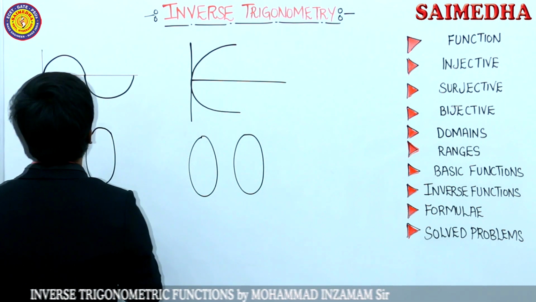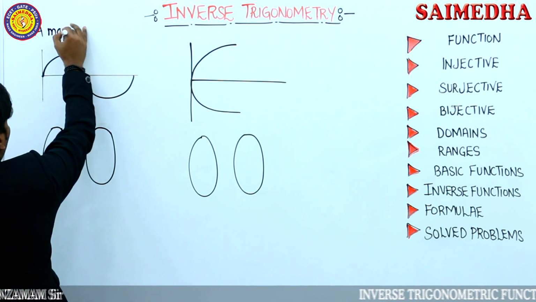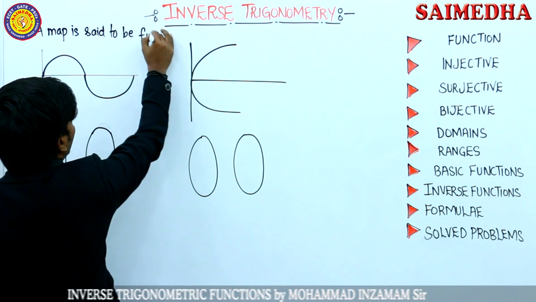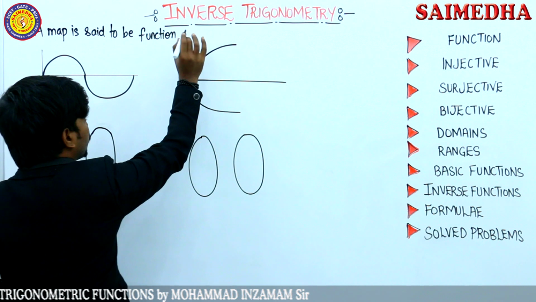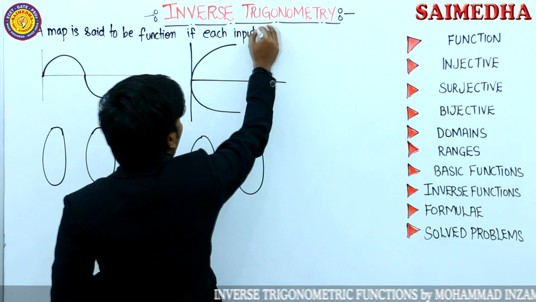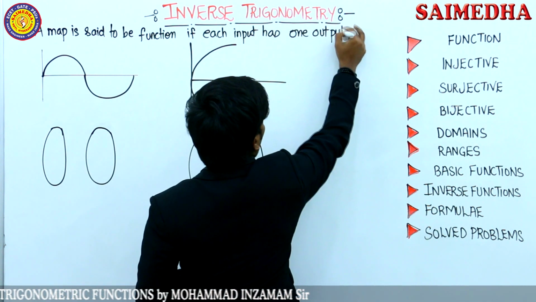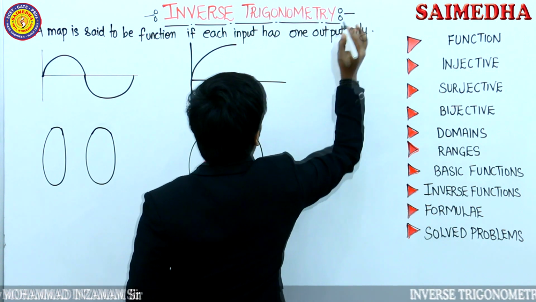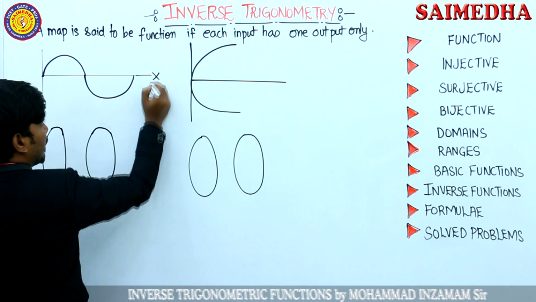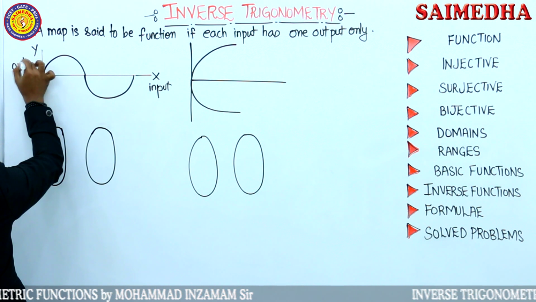Okay. First of all, let's try and understand the first definition. What is the meaning of a function? Function is none other than a map, guys. A map is said to be a function if, there is a condition, guys, if each input has one output only. You need to focus, guys. Input is the x-axis now, and output is what? Y-axis. Output is your y-axis.